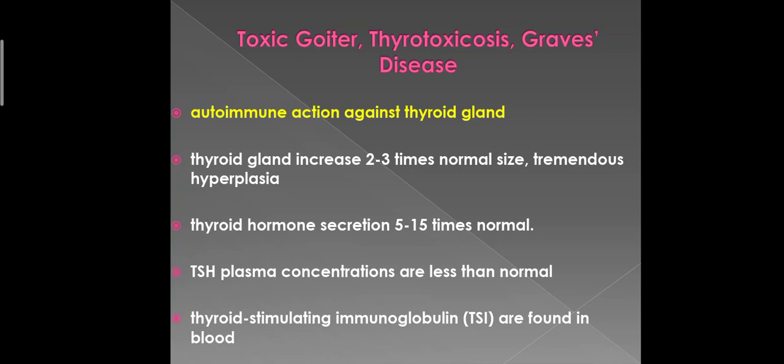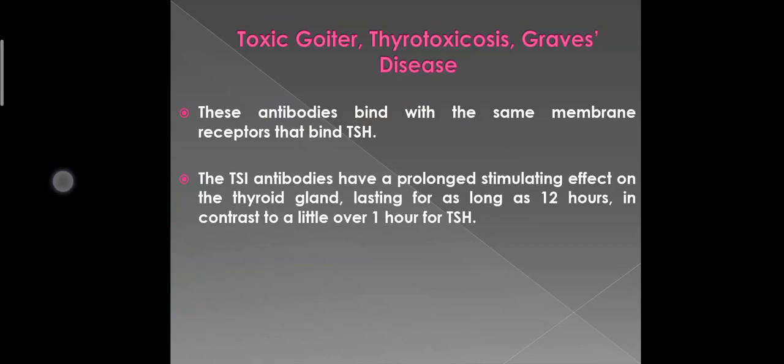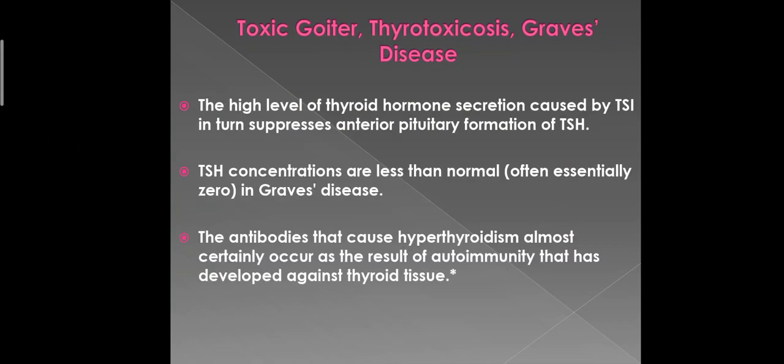This high level of thyroid hormone secretion caused by TSI suppresses the anterior pituitary TSH formation. The thyroid hormone secretion increases 5 to 10 times normal. And because of the negative feedback effect on the pituitary gland, the TSH concentrations in the blood are less than normal. The antibodies that cause hyperthyroidism almost certainly occur as a result of autoimmunity that has developed against the thyroid tissue.